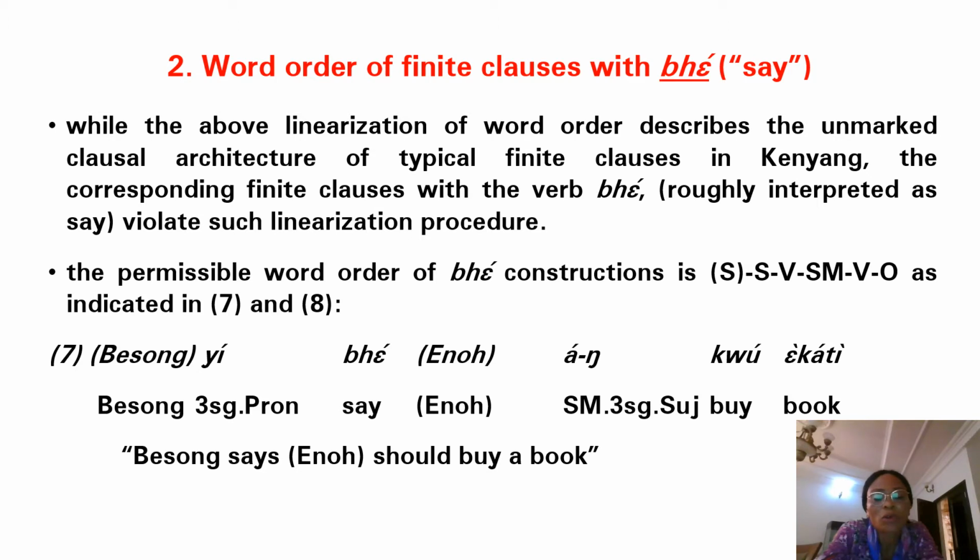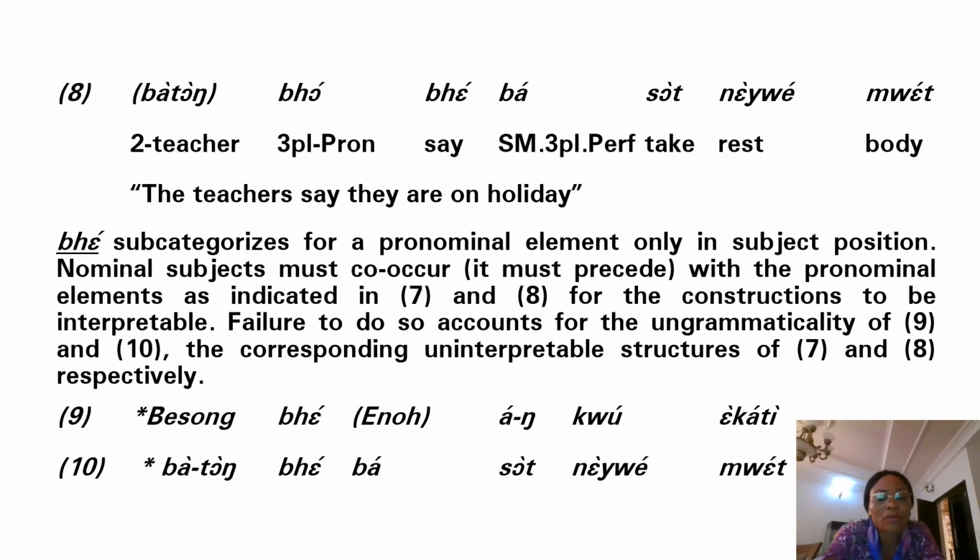In fact, the permissible word order of ver constructions is S, V, SM, V, and O, as indicated in 7 and 8, whereby the first S is optional, followed by the second S, a verb, a subject marker, another verb, an object. The ver expression subcategorizes for a pronominal element only in subject position. Nominal subjects must co-occur with the pronominal elements as indicated in 7 and 8 for the constructions to be interpretable.